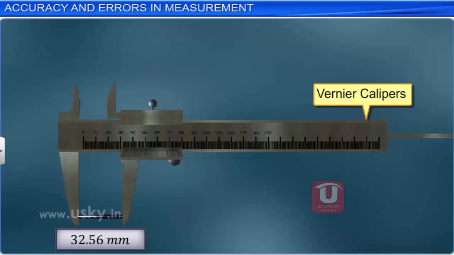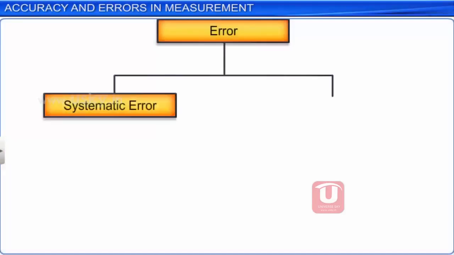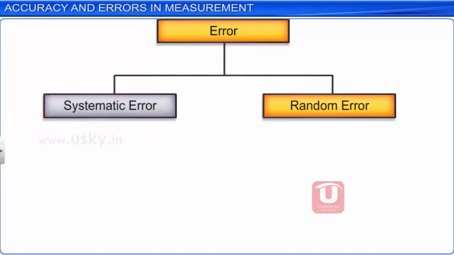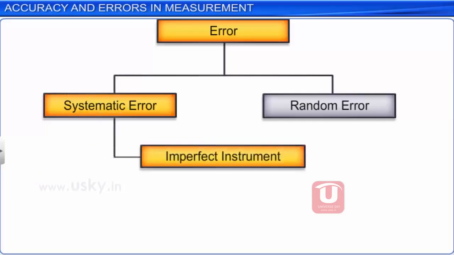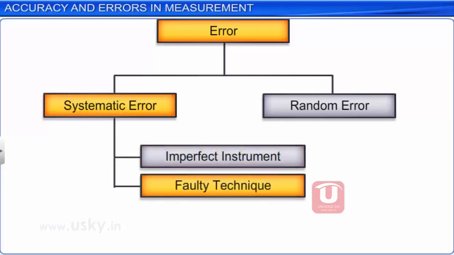This uncertainty is called an error. Errors are classified as systematic errors and random errors. A systematic error is a unidirectional error. That is, it is either positive or negative. A systematic error can occur due to an imperfect instrument, a faulty measurement technique, or incorrect process of measurement.